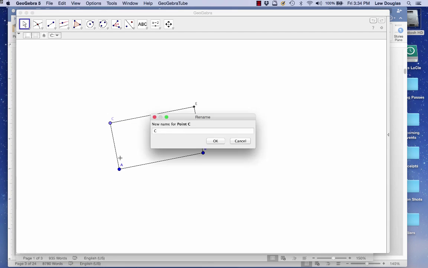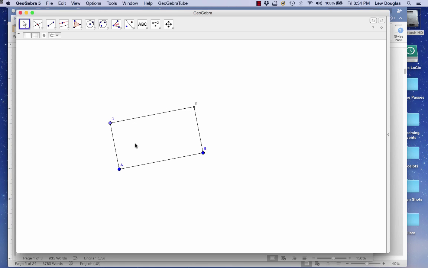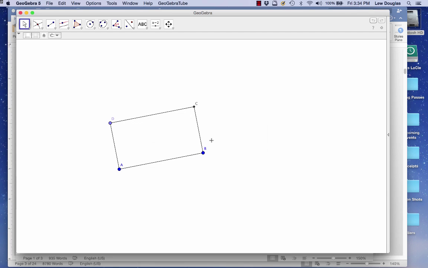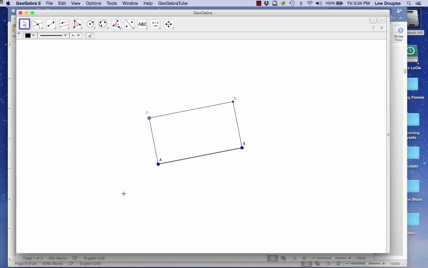It's down here. I'm right-clicking to get that. Name this one as D. And then I can go back and name this one as C. And now I have A, B, C, D. If I want to move the labels as well as the points, I can move them. But is this really a dynamic rectangle? Well, we have to test. If I drag it this way, it's still a rectangle. If I move this, it's still a rectangle.